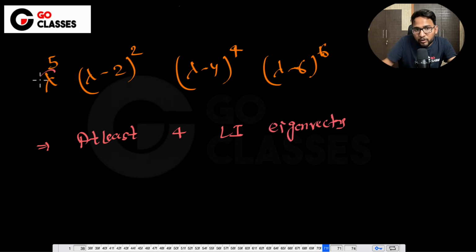Now, because of lambda equal to 0, see here the lambda is 0, right? If you want, I can write something like this: lambda minus 0 power 5 instead of lambda power 5. So here you can say that at least 4, because 4 different eigenvalues you have.